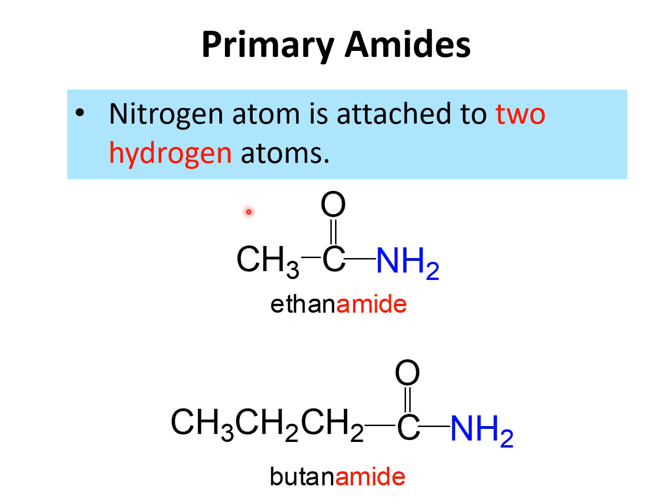For example, if you have only one carbon attached to the nitrogen, it will be considered a primary amide. So you look at the nitrogen. Nitrogen can only hold up to 3 bonds. If one bond is attached to a carbon, only one carbon, it is a primary amide. So look at butanamide and ethanamide. The nitrogen is attached to only one carbon, so this is a primary amide.